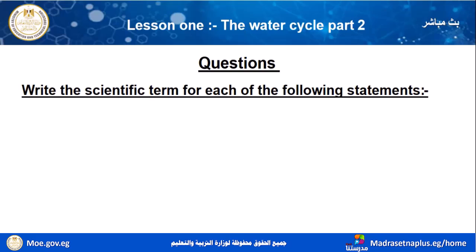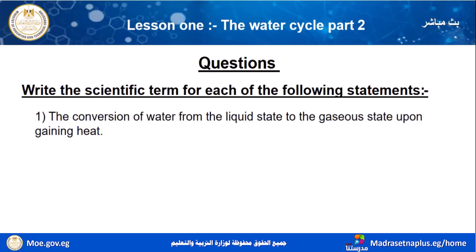Questions. Number one, what is the scientific term for each of the following statements? Number one, the conversion of water from the liquid state to the gaseous state upon gaining heat. Listen to me. Conversion of water from liquid state into gaseous state. It means a process in which water changes from liquid state to gaseous state, and this process occurs when it gains heat energy. What is the name of this process? This process is called evaporation.